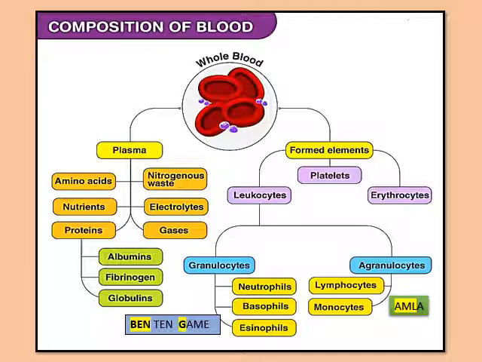Agranulocytes. These are the type of white blood corpuscles that lack granules, so they are called agranulocytes. They are further divided into lymphocytes and monocytes. AMLA is another mnemonic to remember the names of these white blood corpuscles. I hope it will be easier to remember now.